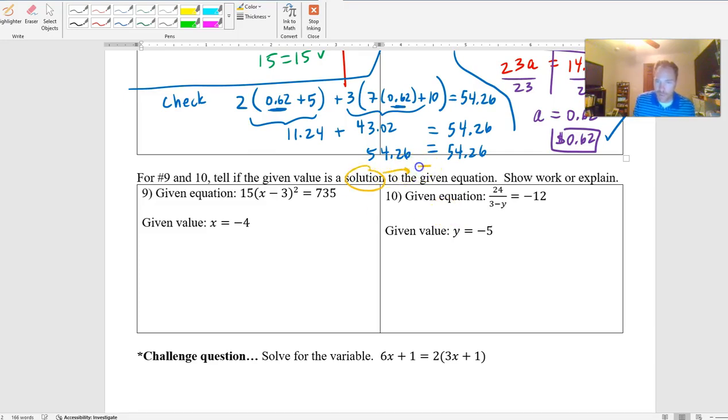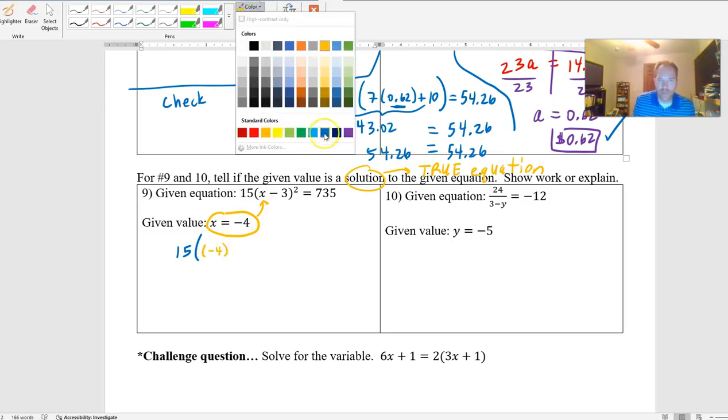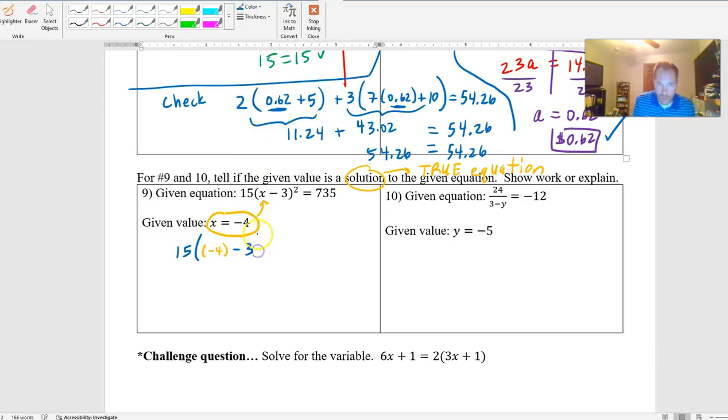Solution gives you a true equation. That's the idea. We want to get a true equation here. So number 9, if I take this x value of -4 and I put it into this equation, I'm just saying, hey, will all of this equal 735 if I do these operations? So 15 times, in the parentheses, an x value of -4, and then from that, we're going to subtract 3. And then we're closing the given parentheses, we're raising that to the second power. And is that all equal to 735?